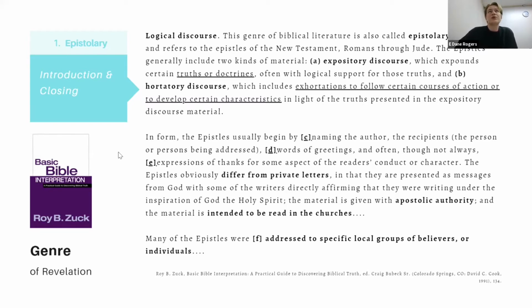The epistles generally include two kinds of material. Expository discourse, which seeks to expose understanding, which expounds certain truths or doctrines, often with logical support for those truths, and hortatory discourse, which includes exhortations to follow certain courses of action or to develop certain characteristics in light of those truths presented in the expository discourse material. So when we get to the seven churches, which should be probably the middle or end of January, we will be talking about this expository material, how John will set out an exhortation to these churches, but it's based on a logical discourse of you've done this right, you've done this wrong, therefore go forward and do it this way. And that's the same pattern that we see through the other epistles that have been written.